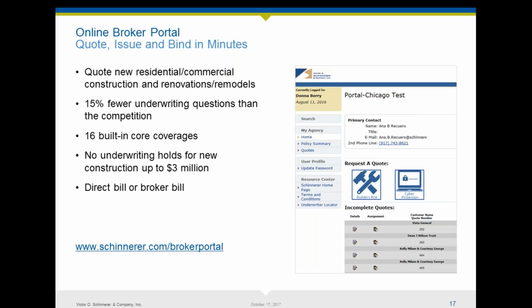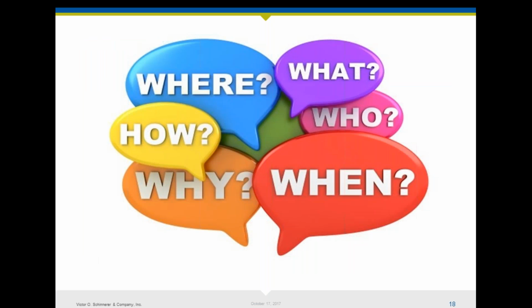Our online portal, I would recommend that you go on there and maybe just do a test quote, or just go in there to see what questions are being asked. If you'd like me to walk you through it, I will be happy to take just a few minutes and walk you through the online portal. We did review all the other websites out there and what questions the marketplace was asking, and our portal does have 15% fewer questions than the competition. We have the 16 built-in core coverages that we've talked about and several optional coverages, and we have the option for direct bill or broker bill. I just wanted to share that with you before we opened up the line. So let's see what questions we have.